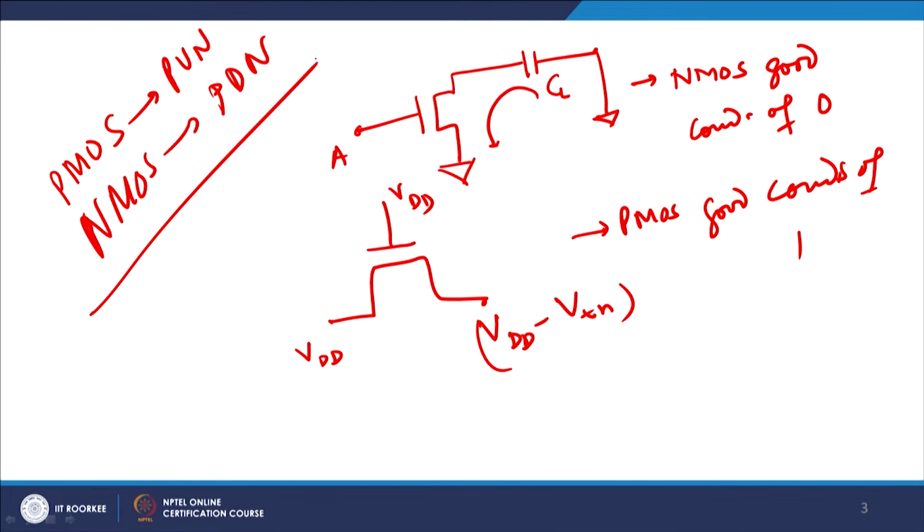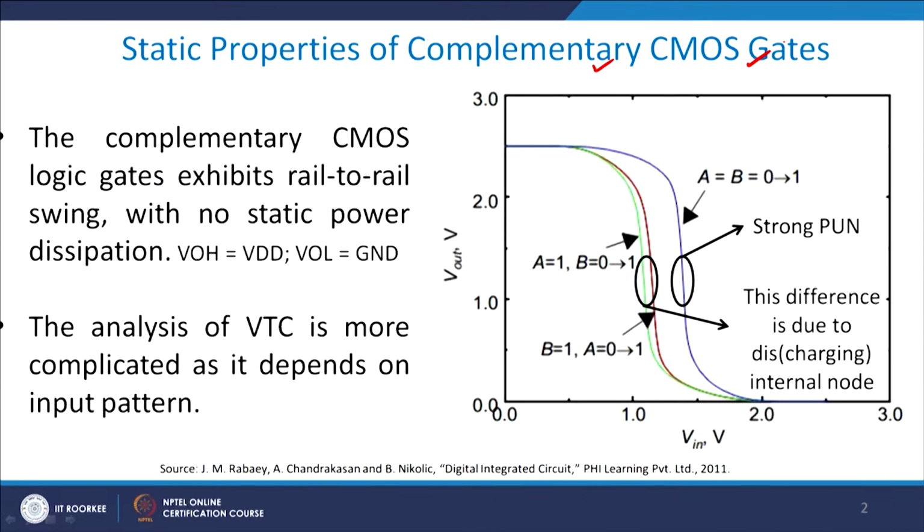Right, and that is the reason why we do it like this. So coming back to the topic we were discussing in the previous turn, let me come to the static properties of the complementary CMOS gate. Static properties means what? I will take a 2 input NAND gate, and I will draw it for you once again.